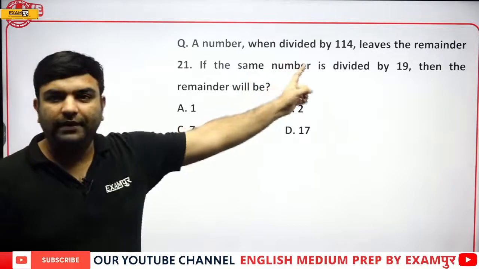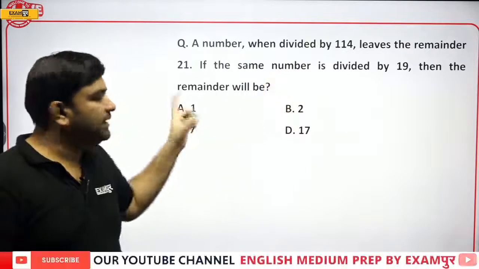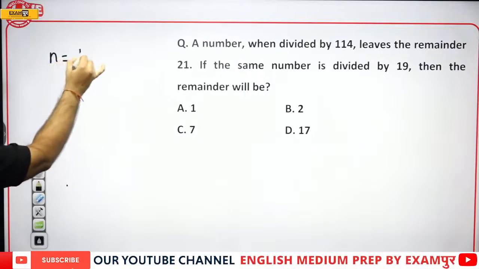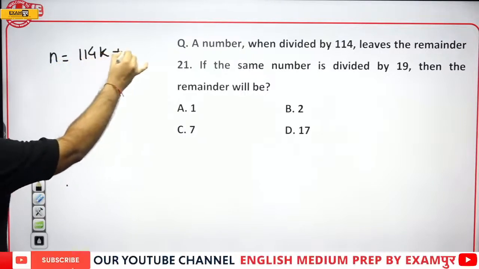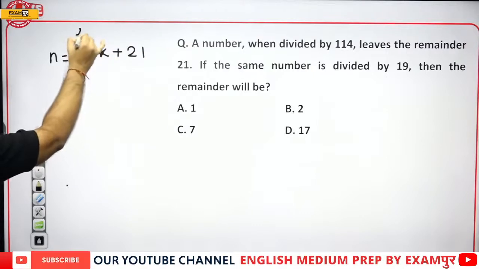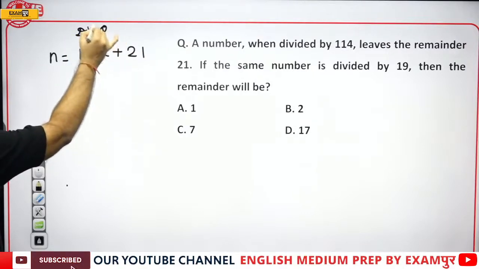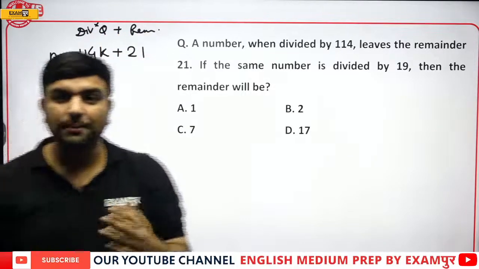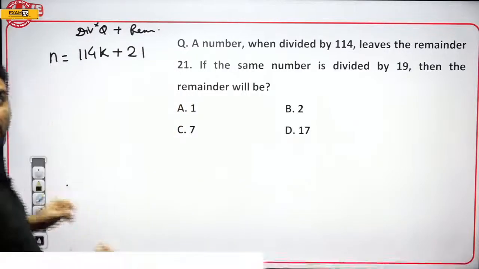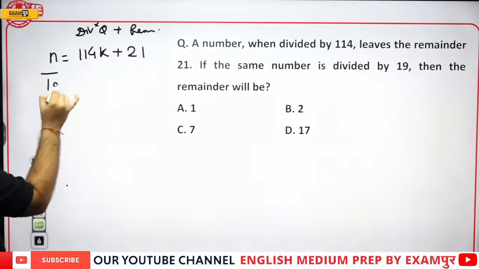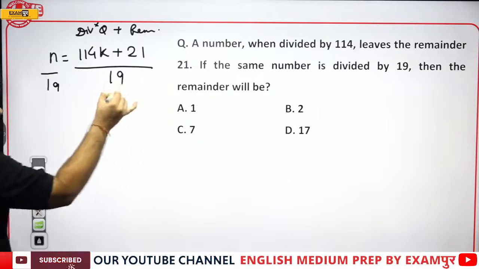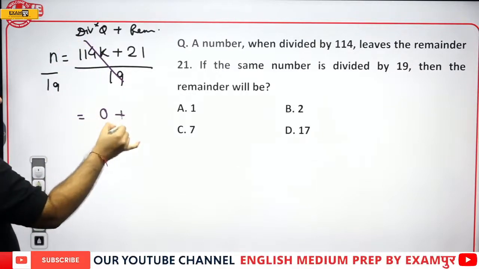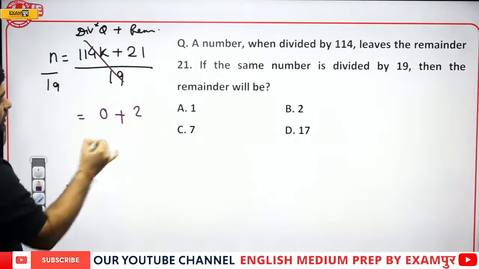A number when divided by 114 leaves a remainder of 21. Can I say number is 114k plus 21, where 114 is your divisor, k is your quotient, and 21 is your remainder. Divisor into quotient plus remainder. Okay. If you divide the same number by 19, for your kind information, this is completely divisible. And this is giving a remainder of 2.